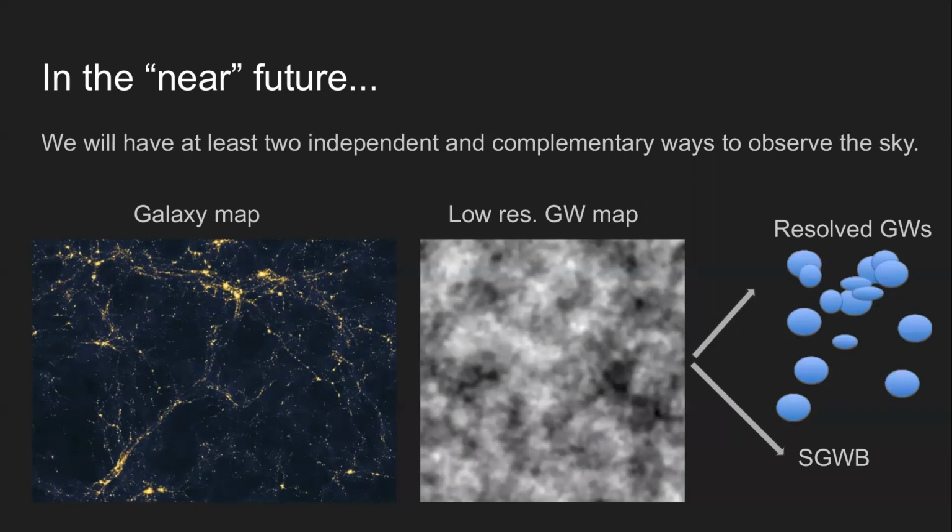These can be obtained from resolved events by the LIGO-Virgo collaboration. You can imagine taking every contour given by this collaboration and building a map with that. It's going to be low resolution because the localization of these events, especially those without an optical counterpart, is rather poor. Or we can hope to have a map of the stochastic gravitational wave background.